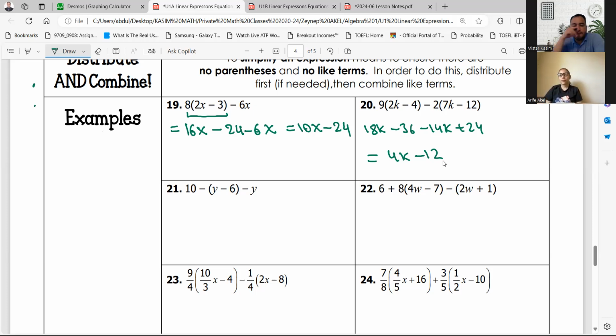Then let's do question 10. Do it in your notebook and tell me the answer. Question 10. Yes. There's no question 10 on here. Sorry, 21. Why did I say 10? 21. Okay.